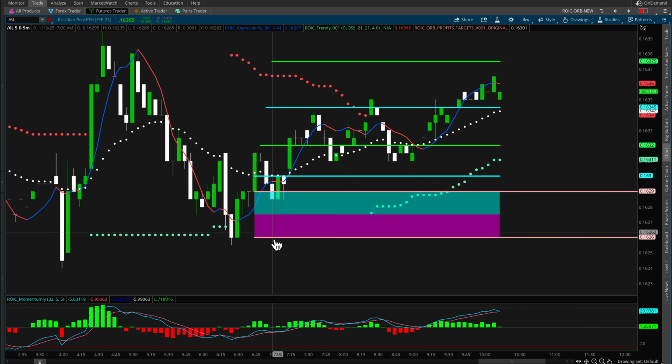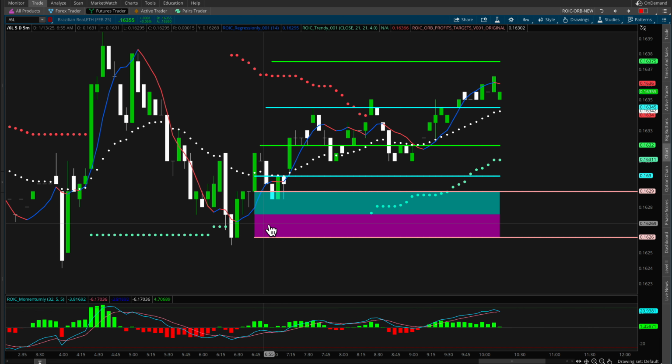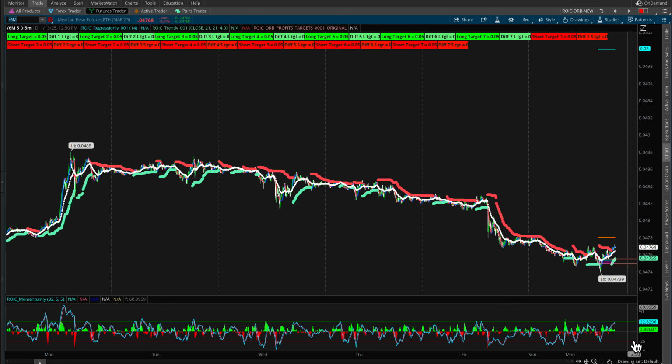But if you would have just took this long, as you can see, regressionally is blue. You're above the 21. Now the trendly is bearish, right? But you had momentumly, RORB, and regressionally letting you know that you are bullish. Okay, so that's at least 3 confirmations, all right, which is amazing. Let's look at the Mexican peso now.